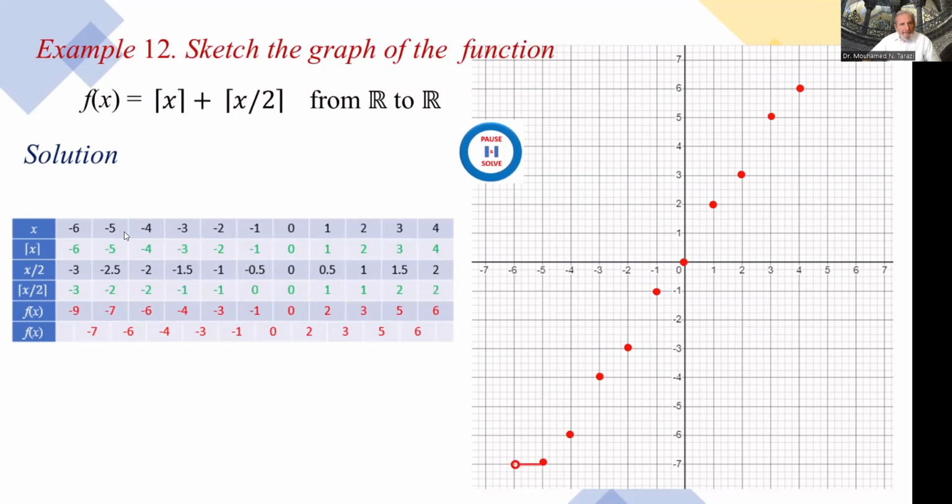Between -5 and -4 is -6. And then -4, keep going. So let's see, between 1 and 2 is 3. Between 2 and 3 is 5. Between 3 and 4 is 6. Very interesting.